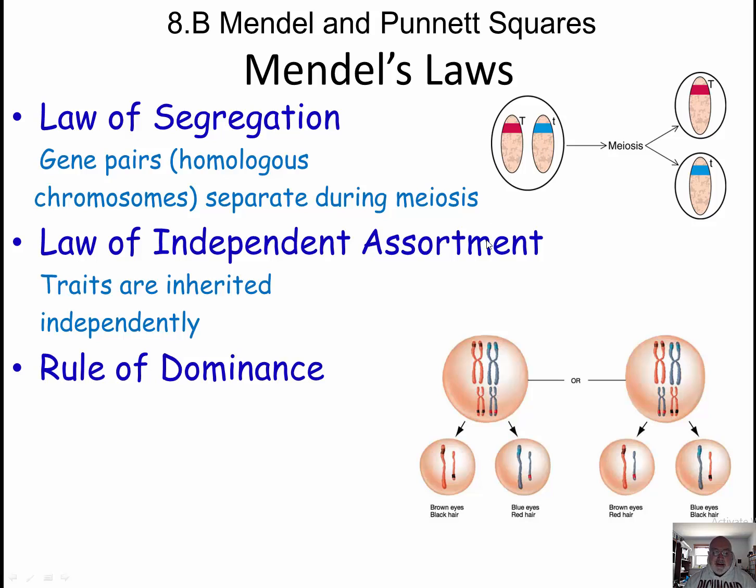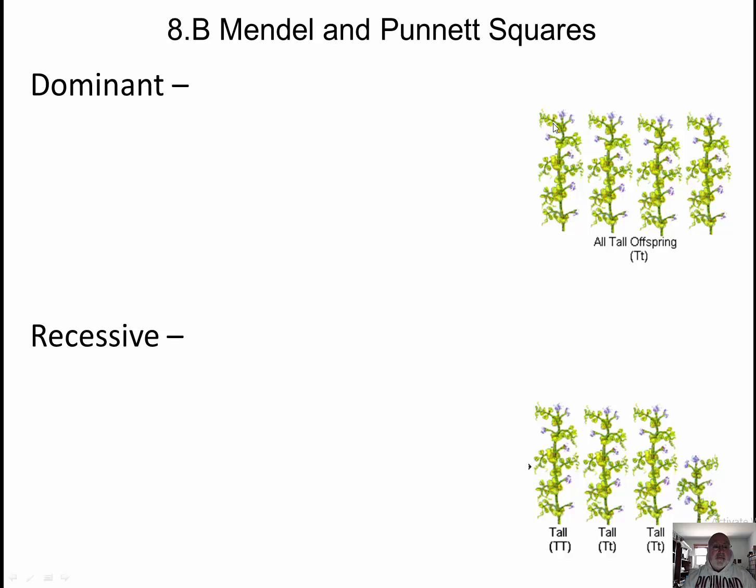And then the rule of dominance: the dominant alleles mask over the recessive ones. That's what we show with uppercase being dominant and lowercase being recessive.